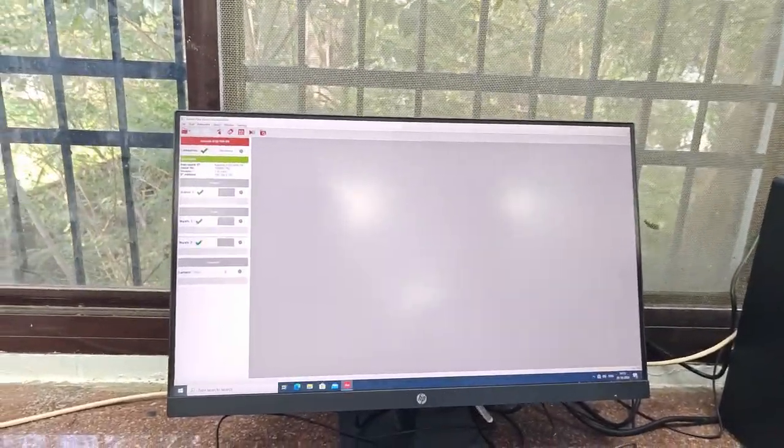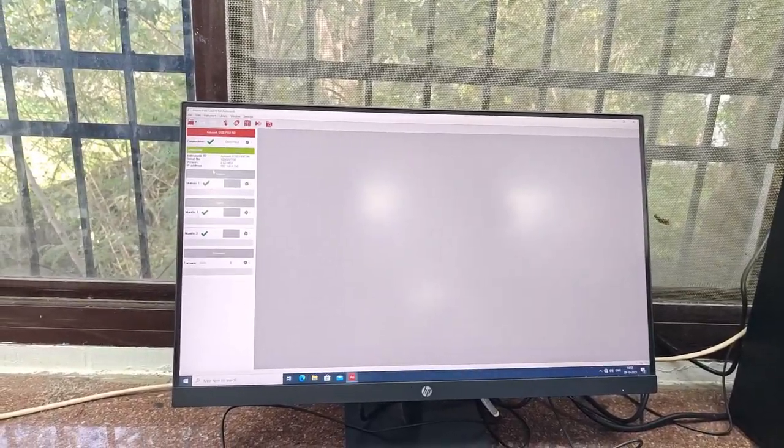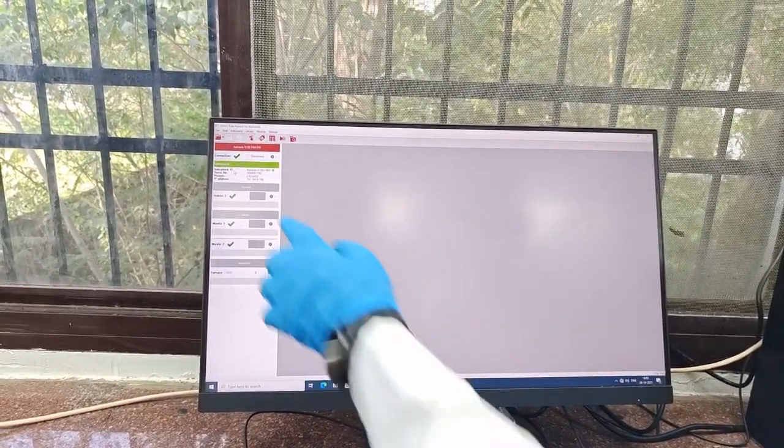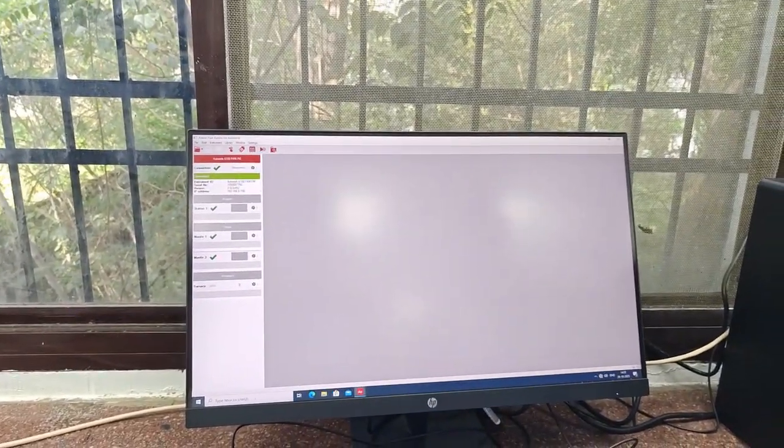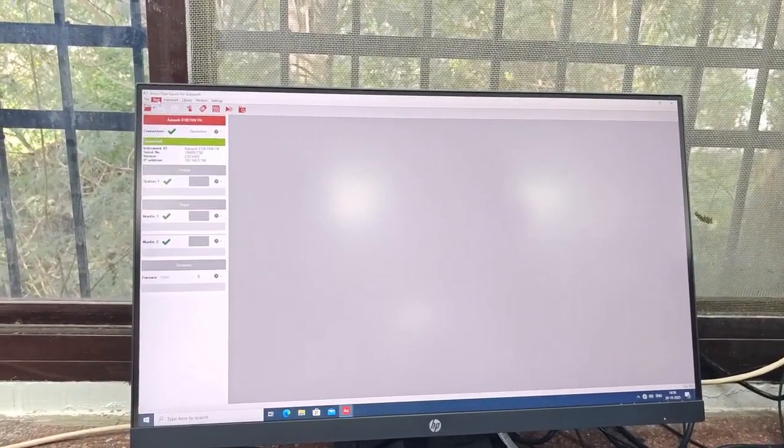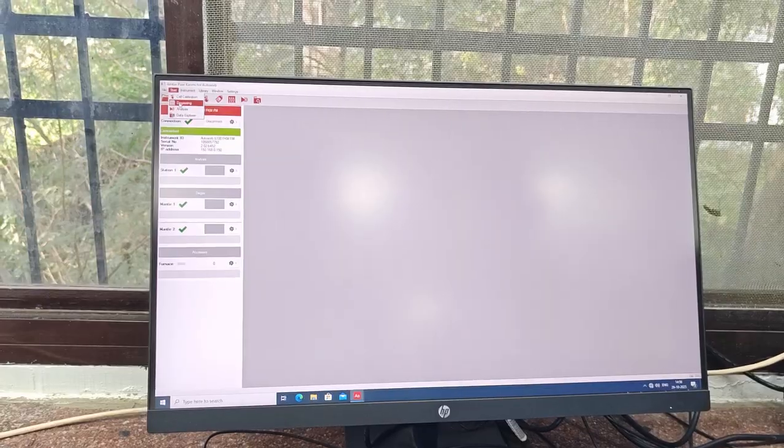So now it is connected, and we have done the connection. The instrument ID, yes, everything is ready. So now we have to start. So why are we starting degassing? We will click Degassing.